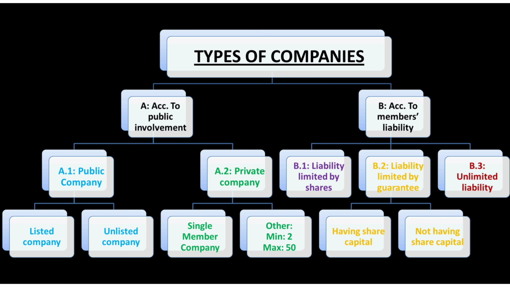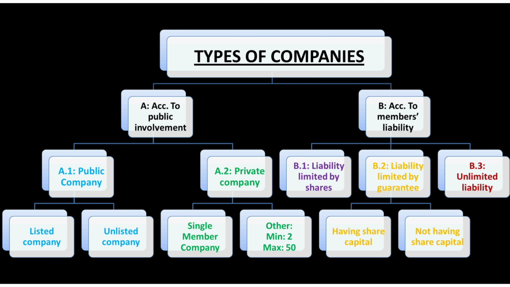Okay, now moving on to type B, that is companies based on the members' liability. Now, as you can see in this chart, there are 3 such categories of companies. B1 talks about liability limited by shares, B2 talks about liability limited by guarantee, and B3 talks about unlimited liability. So B1, the first one, which is in purple, as you can see, is basically simply liability which is limited by shares. And I've talked about this kind of company in another video in detail.